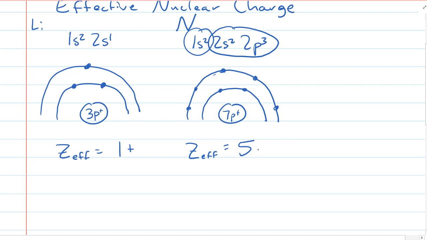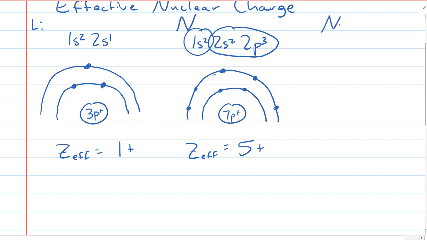It's going to be 5 positive. This is simple math, folks, because the nucleus is a 7 positive. It's being blocked by 2 electrons. So then we take 7 minus 2, and it's seeing a total effective nuclear charge of 5 positive.